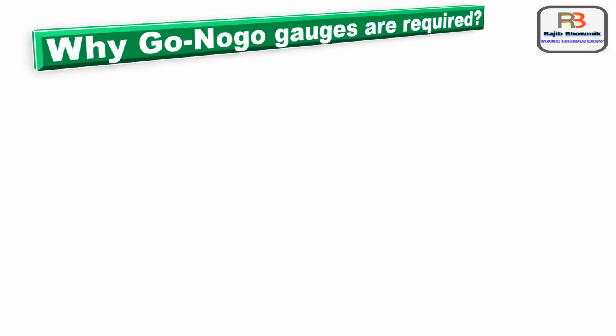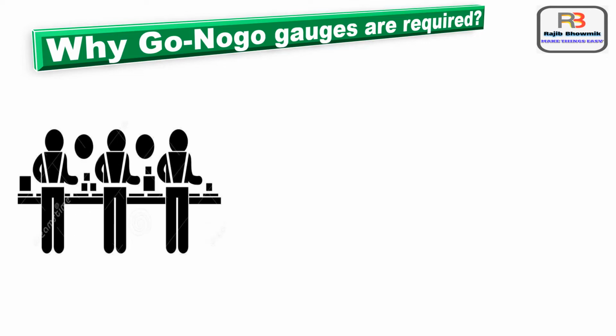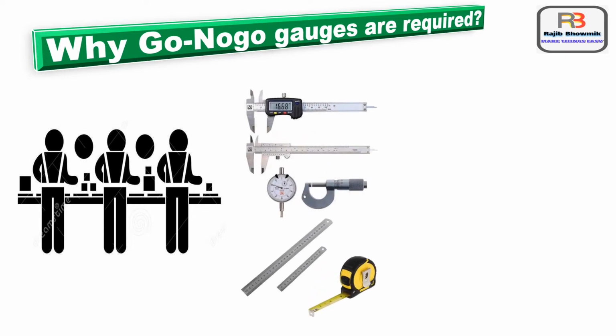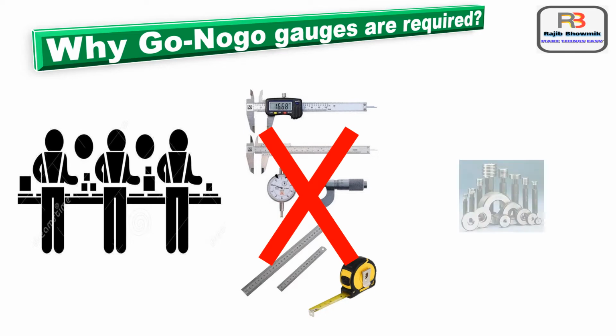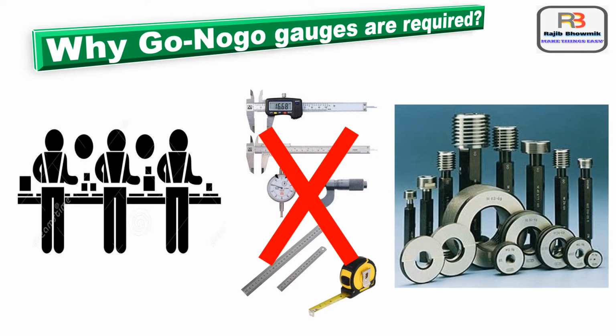First, let us understand why Go No-Go gauges are required. Whenever very fast mass production is happening and it is not possible to check each and every piece by measuring instruments, in those situations, Go No-Go gauges are used for sorting the accepted and rejected pieces. By gauges, we do not get any measurement or actual value of the object. We only come to know whether it is accepted or rejected.